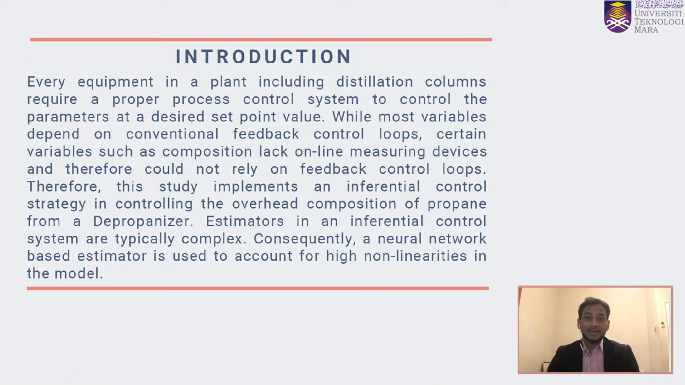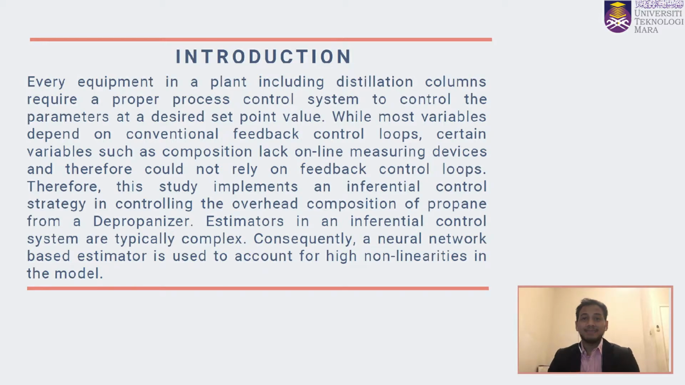Every equipment in a chemical plant, including distillation columns, will require a process control system to control its parameters within the desired set point value. While most variables could be controlled using conventional loops such as feedback control loops or cascade control loops, some variables lack an online measurement device, such as composition, and therefore it requires a special type of control loop.